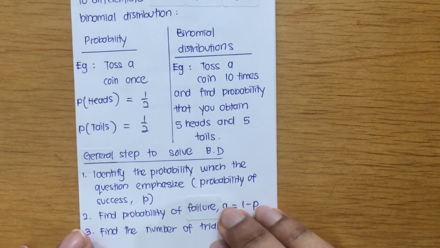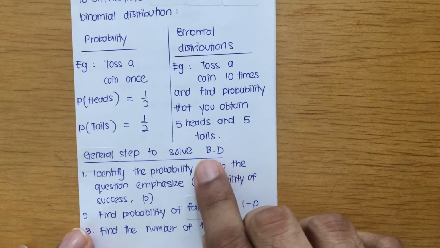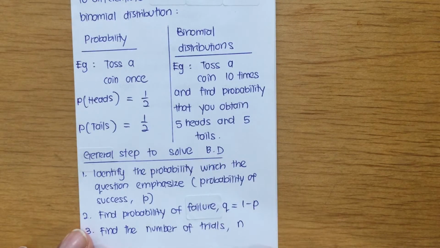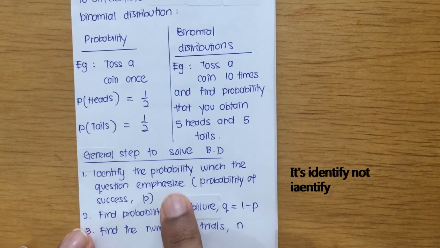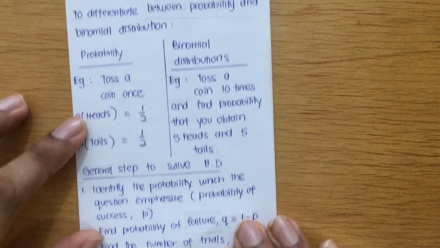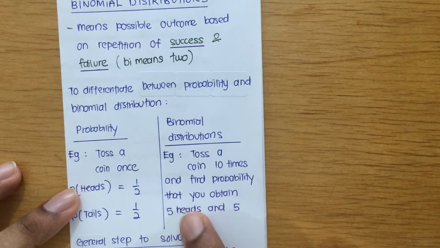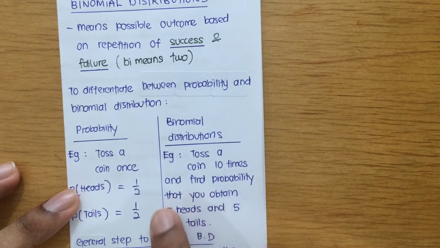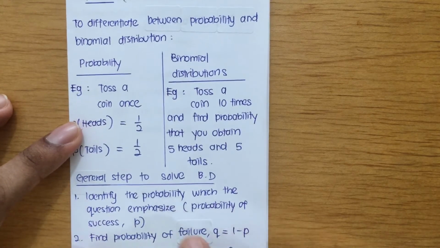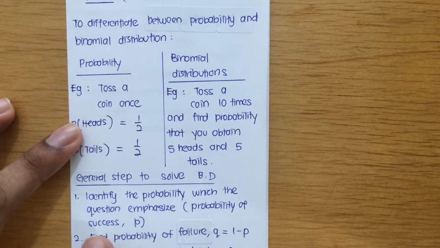So these are the 3 general steps for you to solve your binomial distribution. I write here in short form BD. The first step which you need to do is identify the probability which the question emphasizes. Back to this example, toss a coin 10 times and you find the probability that you obtain 5 heads. So the question immediately emphasizes 5 heads over here. So in this case, you should take heads as your probability of success. So in this step, you need to identify the probability of success. This will be your first step, which is denoted as letter P over here.